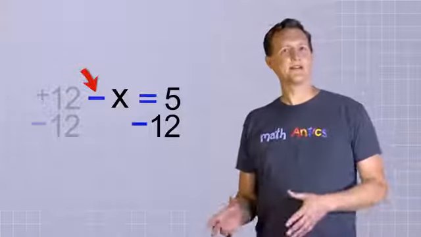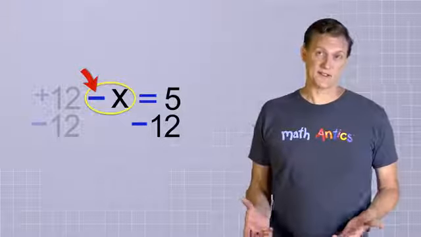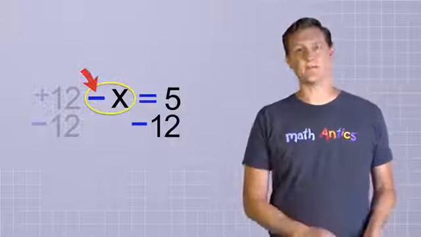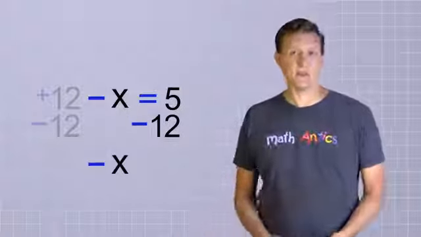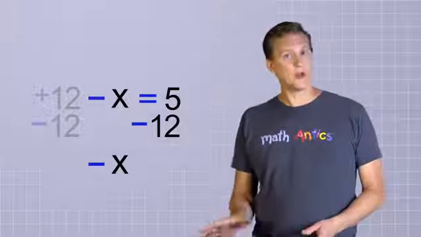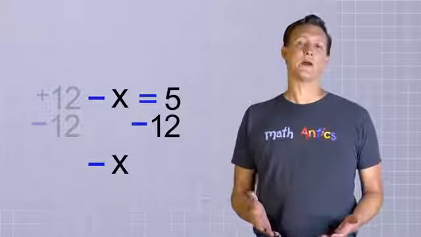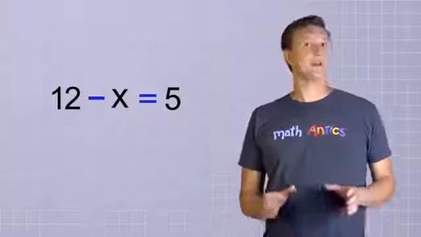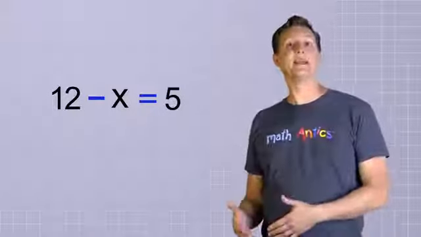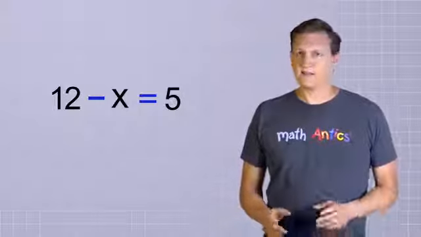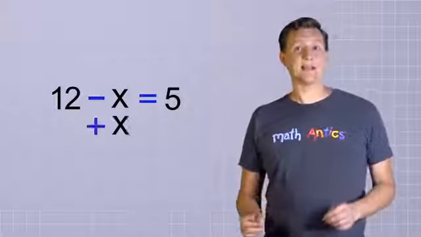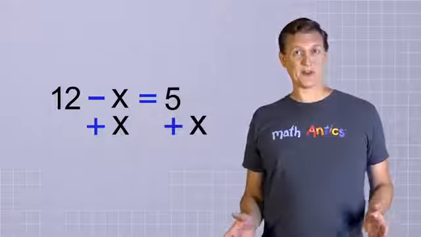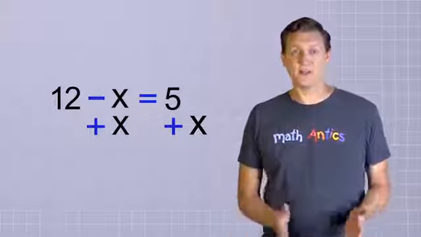That's because the minus sign really belongs to the x, since it's the x that's being subtracted. Subtracting 12 would leave us with negative x on this side of the equal sign, which is not wrong, but it might be confusing if you don't know how to work with negative numbers yet. Fortunately, there's another way to do this kind of problem that will avoid getting a negative unknown. Instead of subtracting 12 from both sides, what would happen if we added x to both sides?